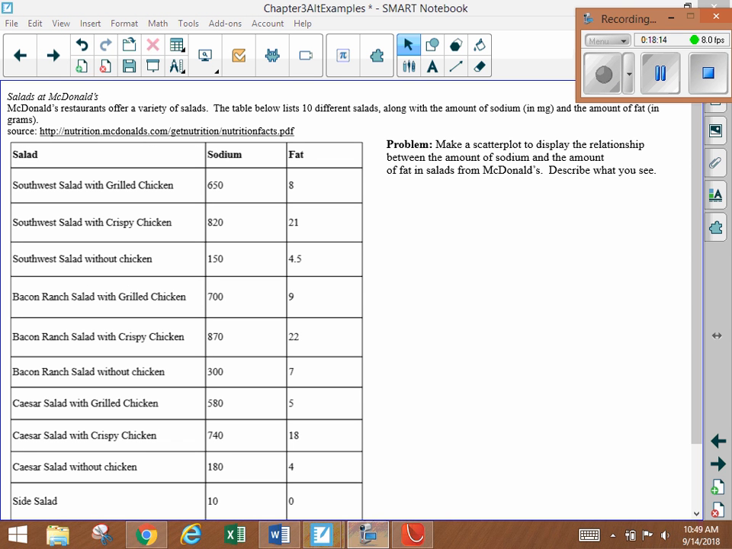Alright, so let's do it again. Let's go ahead and make a scatter plot of this data. And we want the relationship between the amount of sodium and amount of fats.